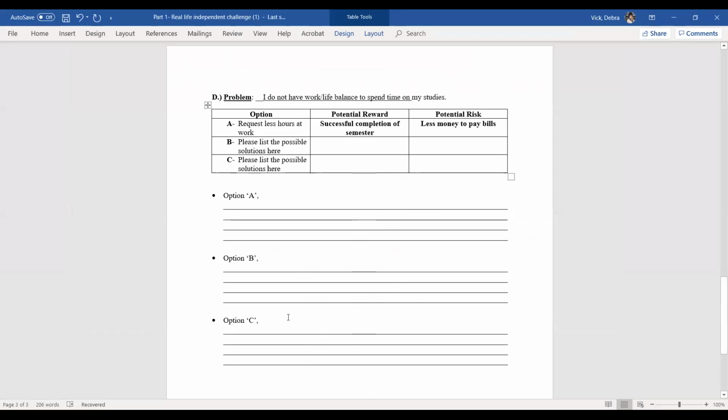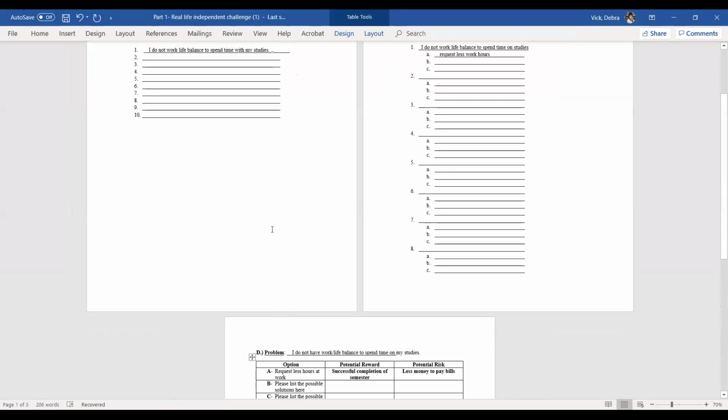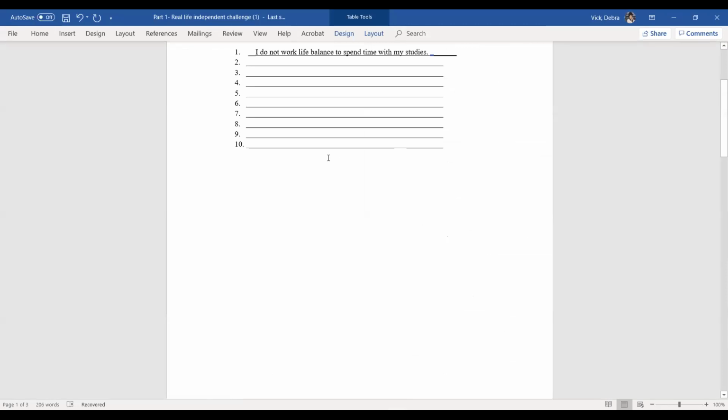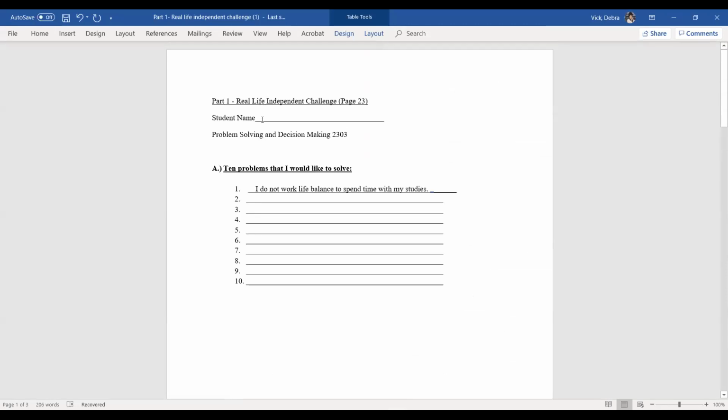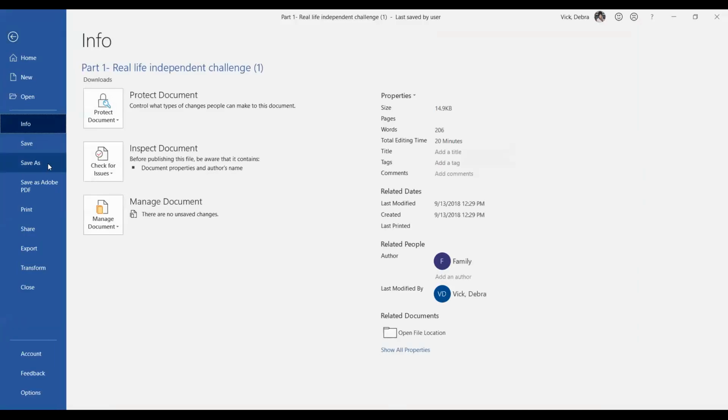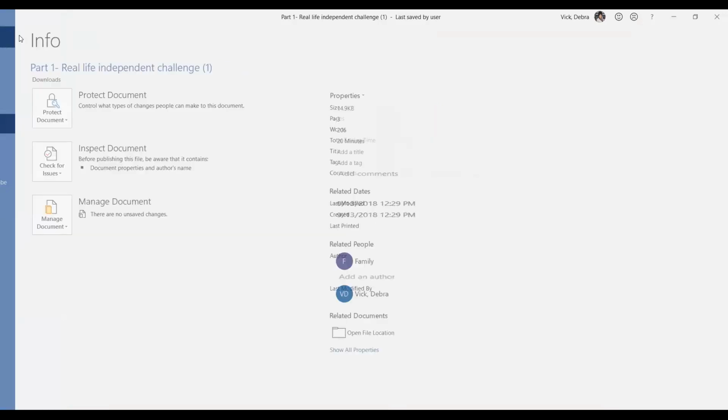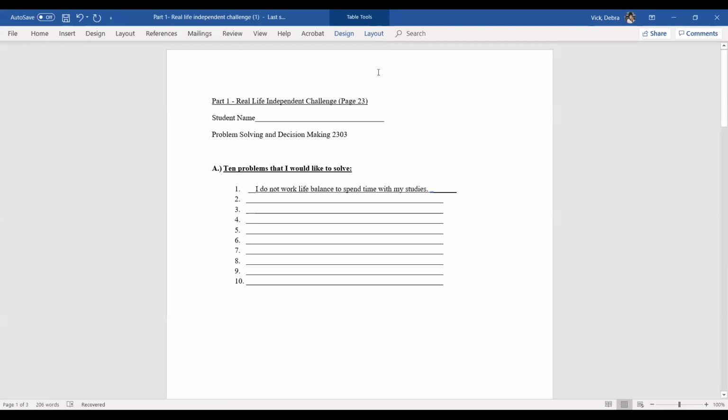And that is your assignment. That is it. So after you're there, you'll just save this document. So let me go back so it looks regular. So once you're done, put your name there. You're going to file. You'll save as, and you'll save it as the Part 1 Real Life Independent Challenge 1. And you don't have to put the 1 on in there, but that's it. And you'll upload it into your course shell.